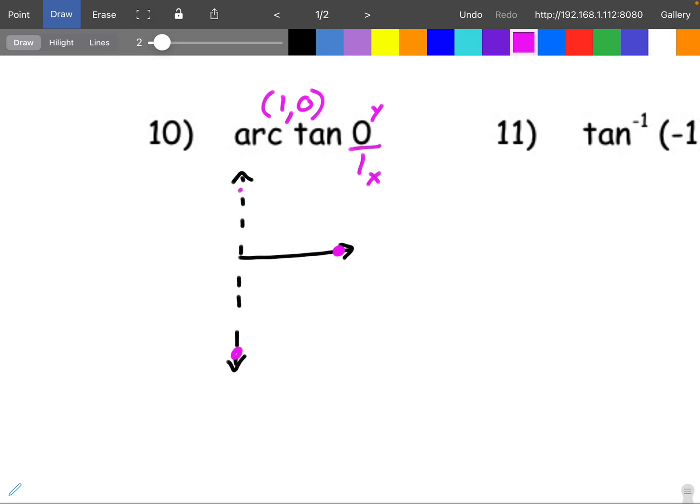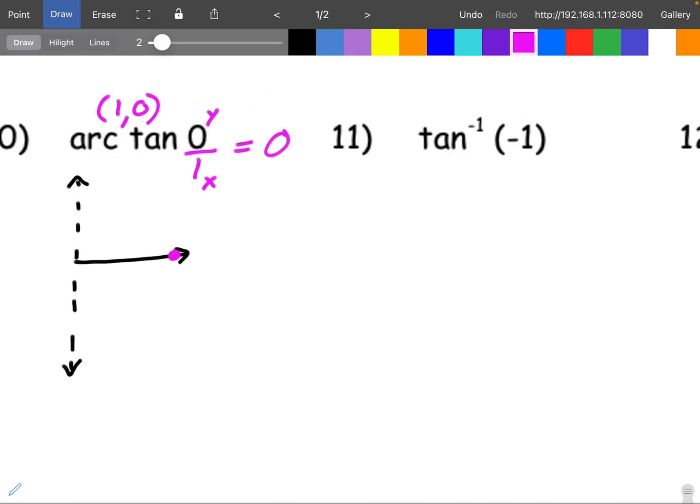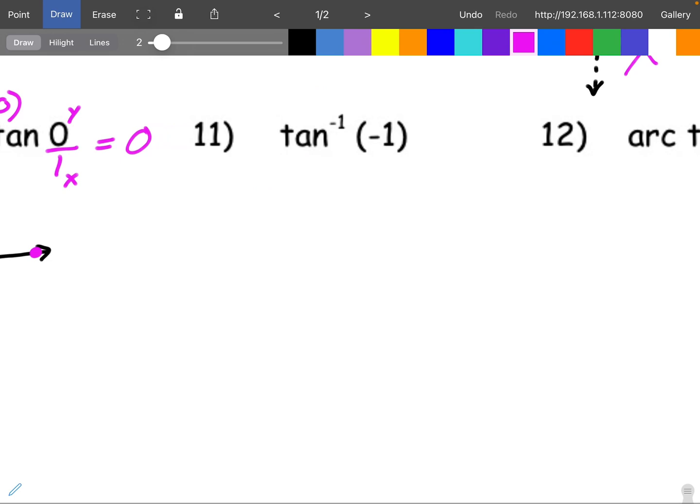So that's okay. It can exist there. It can't exist here, it can't exist here, but it can exist on the positive x-axis. So we're good. So what I really need to know then is, what radian value is this? And that's 0. So arctangent of 0 equals 0. Technically 0 pi, but it's 0.